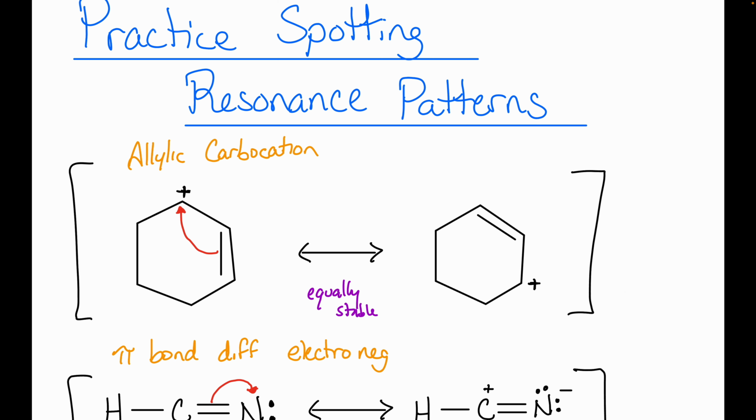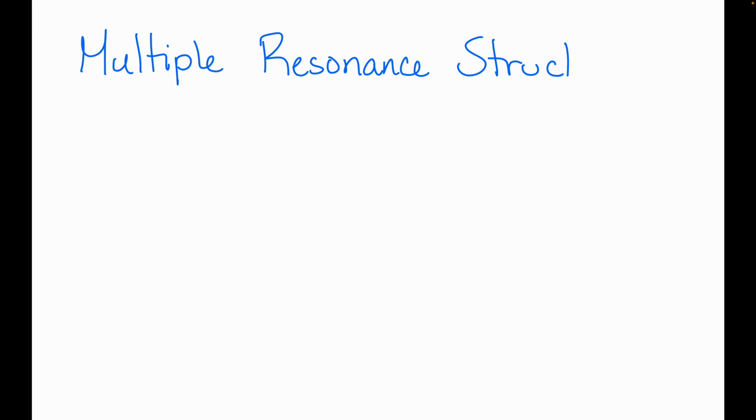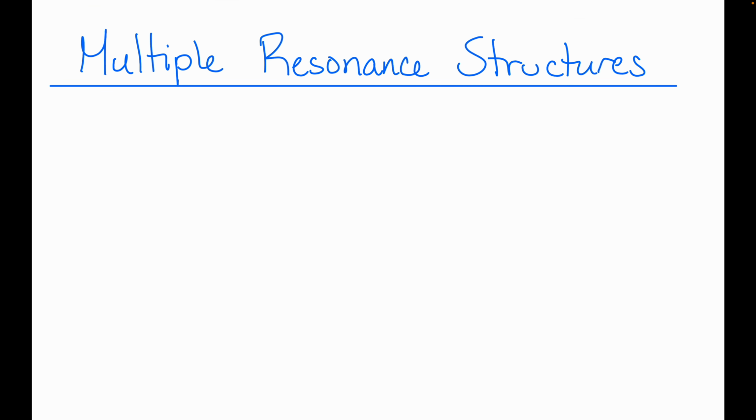All right, so the last thing we're going to do is tie this all together. We're going to sort of complicate our spotting of resonance patterns. We're going to look at structures that have more than two resonance structures. So in these examples here, there are actually 3 resonance structures that you can draw for these two molecules.